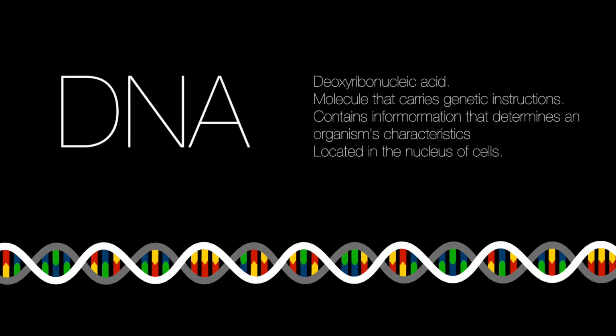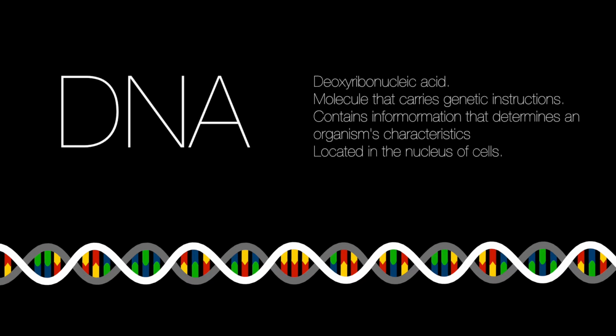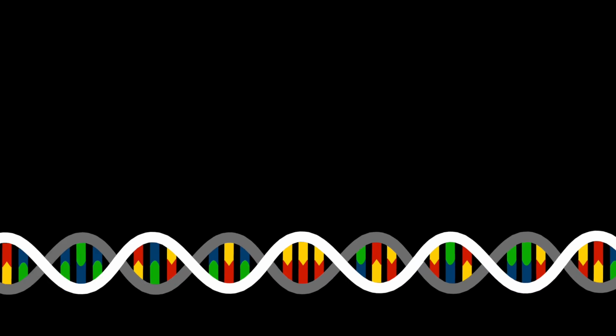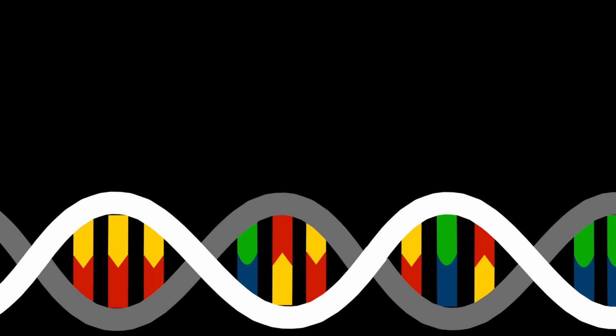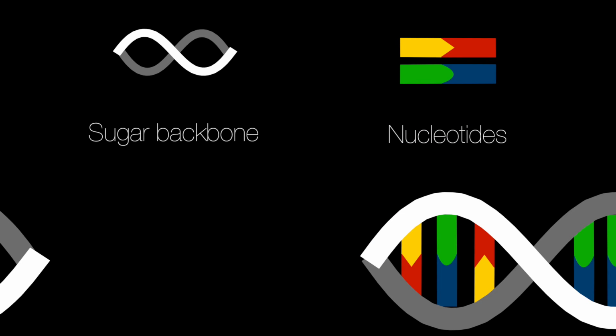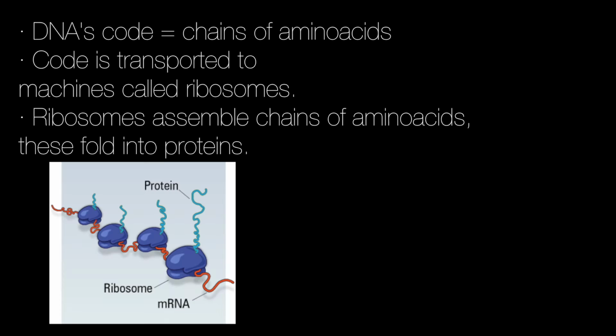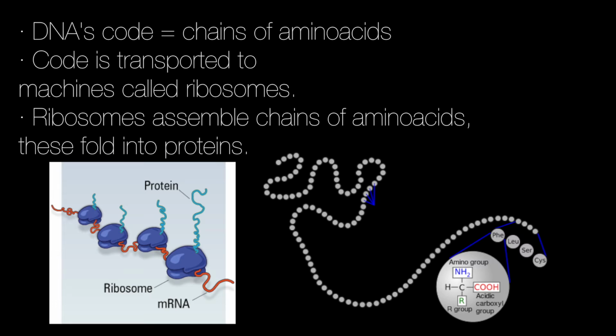It's a molecule that carries genetic instructions, contains information that determines an organism's characteristics, and is located in the cell's nucleus. It's composed of a sugar backbone and nucleotides: adenosine, cytosine, thymine, and guanine. DNA's code encodes chains of amino acids. This code is transported to machines called ribosomes. Ribosomes assemble chains of amino acids, which are then folded into proteins.